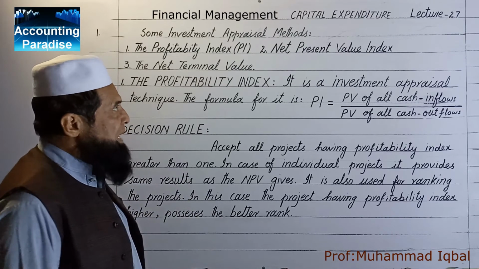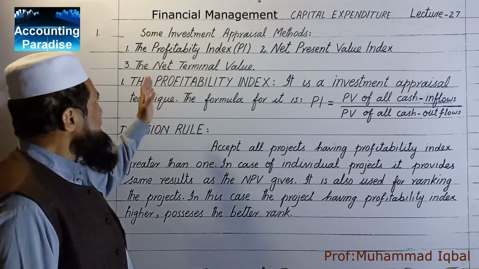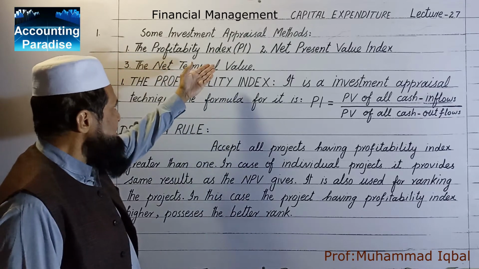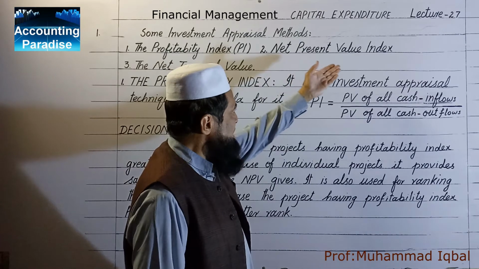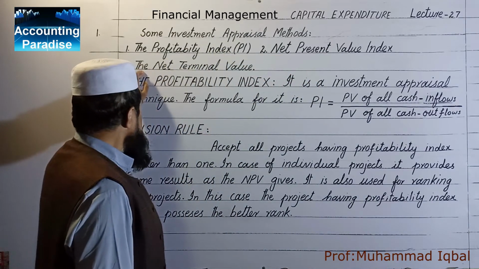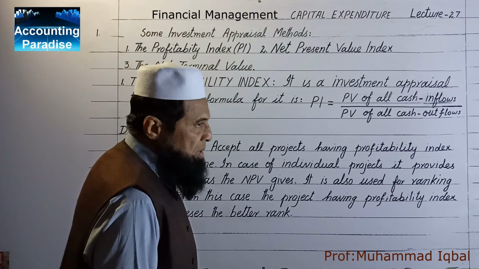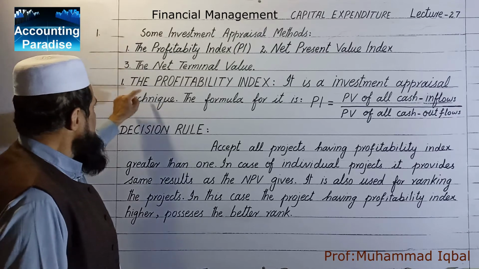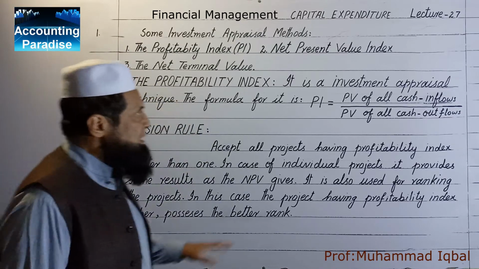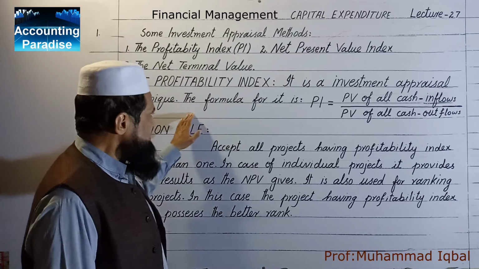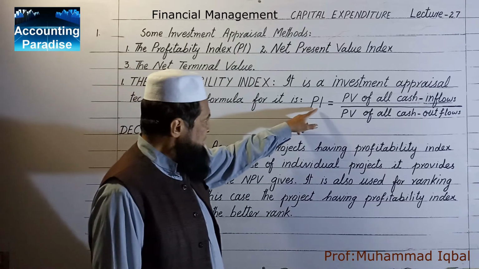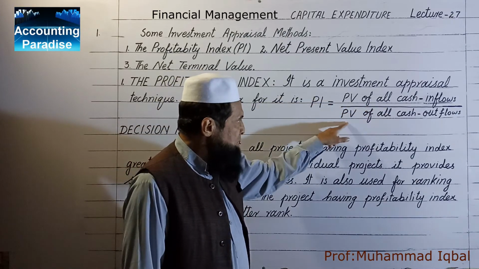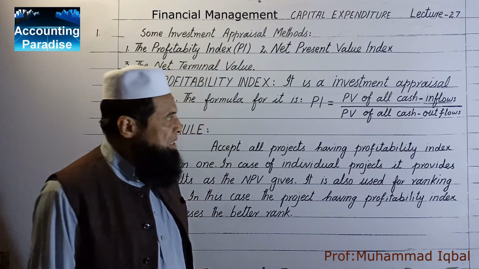Now we start our lecture number 27. Three investment appraisal methods are the profitability index, the second is net present value index, and the third is the net terminal value. First of all, we will discuss the profitability index. The profitability index is an investment appraisal technique. The formula for it is: profitability index is equal to present value of all cash inflows over present value of all cash outflows.